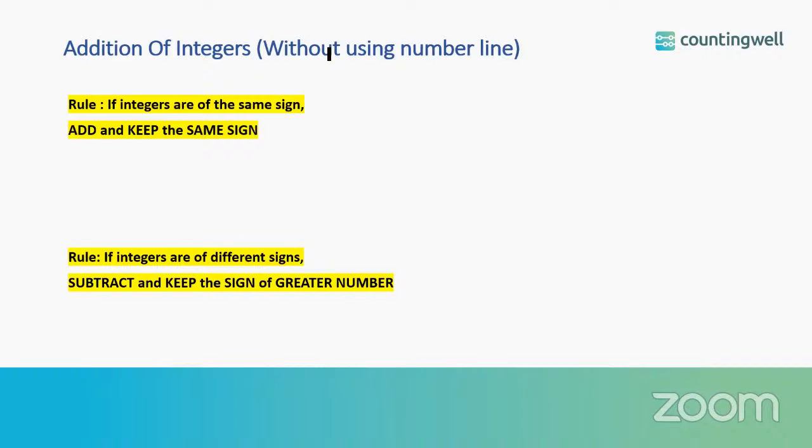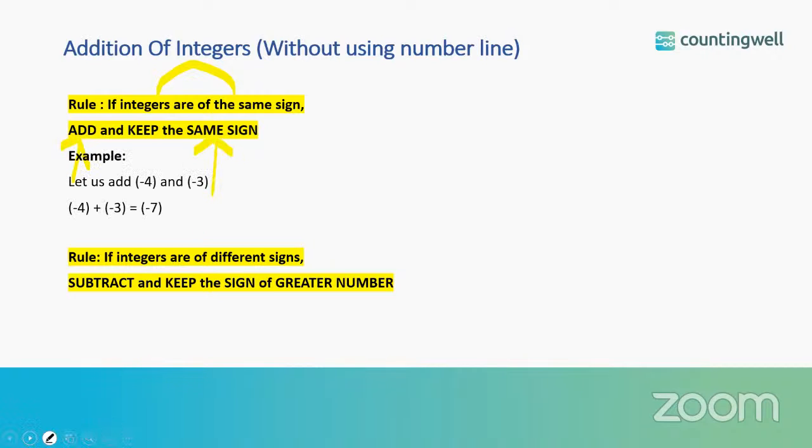When you are adding integers without using number line, the rule is if the integers are of the same sign, means either the two integers are positive or the two integers are negative, then you have to add the integers and keep the same sign.